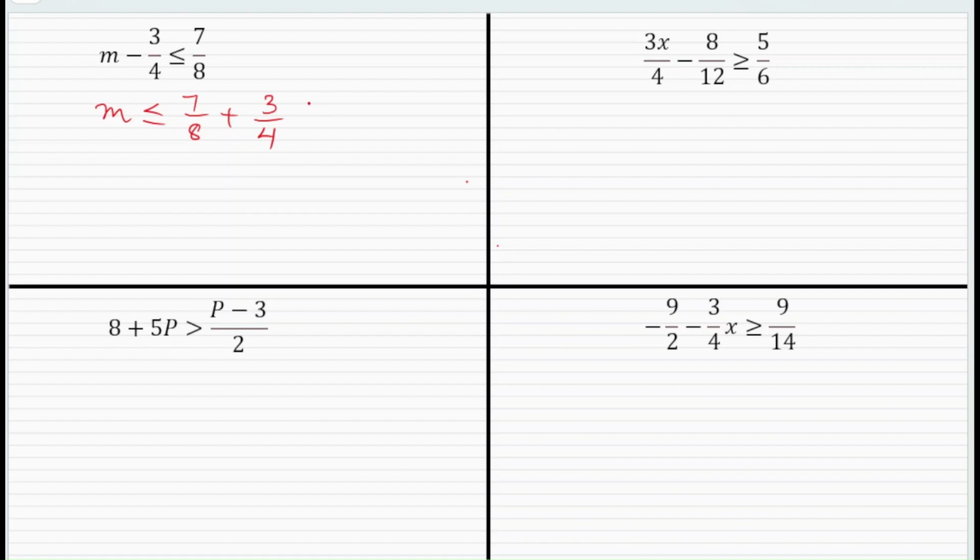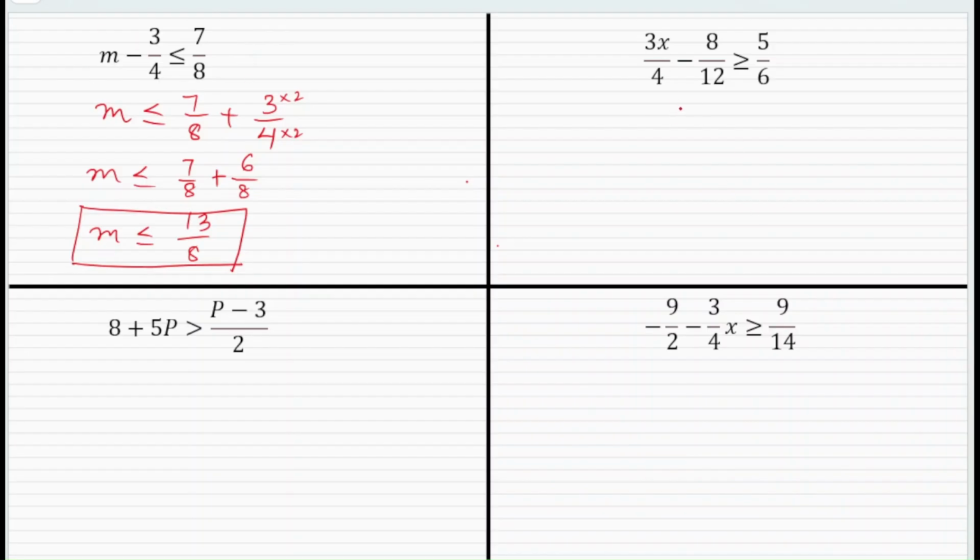Now this is just the addition of fractions. So m less than or equal to 7 over 8 plus, I can make this denominator 8 by multiplying by 2. Whatever I do in the denominator, I will do in the numerator as well. So 3 times 2 is 6, 4 times 2 is 8. So m is less than or equal to 13 over 8. So all the values of m less than or equal to 13 over 8 is the solution for this inequality.